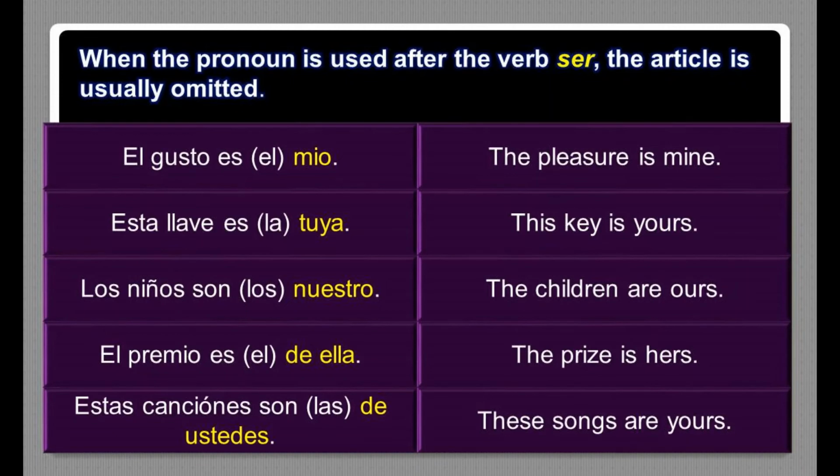The key is yours, esta llave es la tuya or esta llave es tuya. The children are ours, los niños son los nuestros, or better yet, los niños son nuestros. The prize is hers, el premio es el de ella, or el premio es de ella. These songs are yours, estas canciones son las de ustedes, or estas canciones son de ustedes.